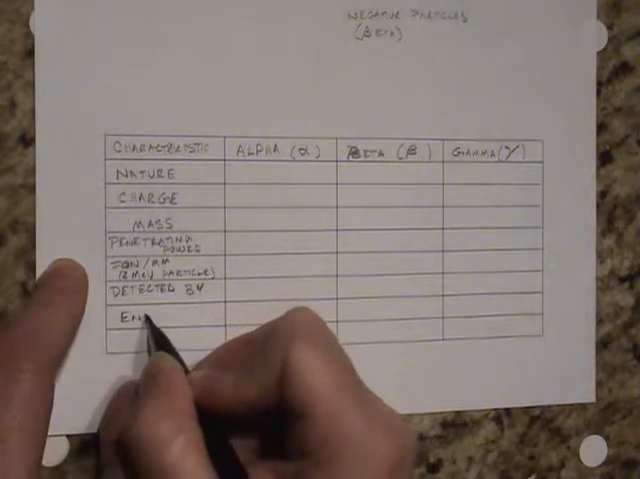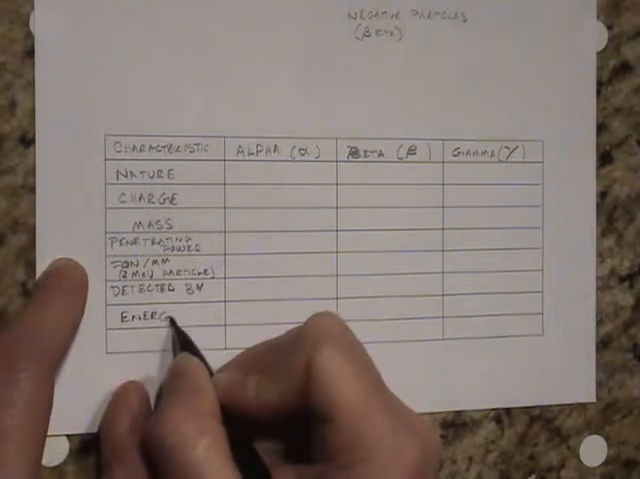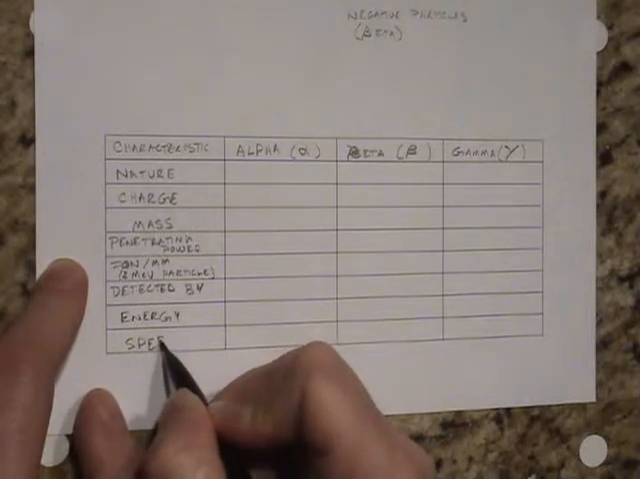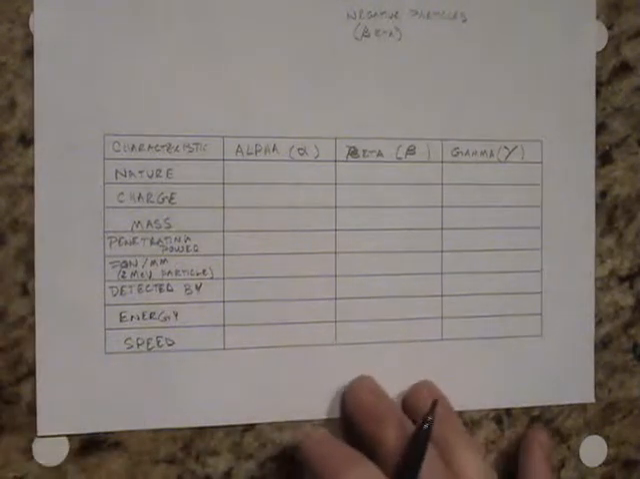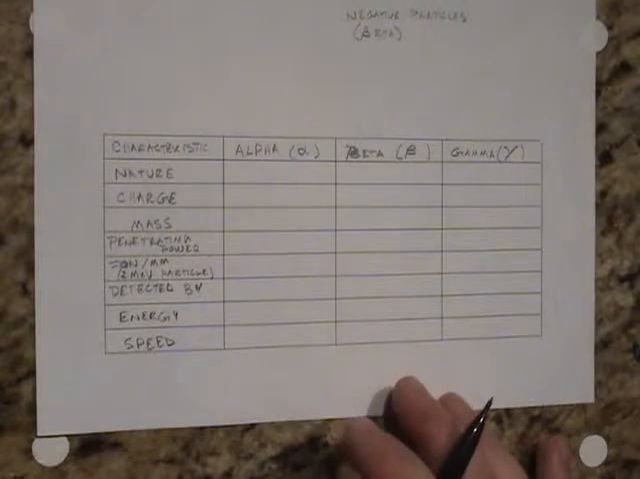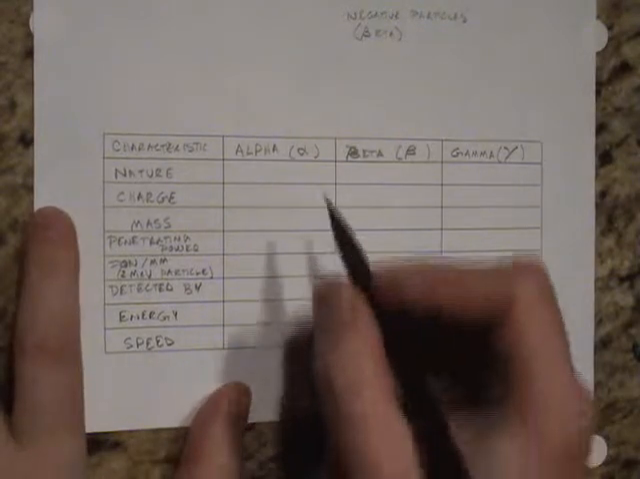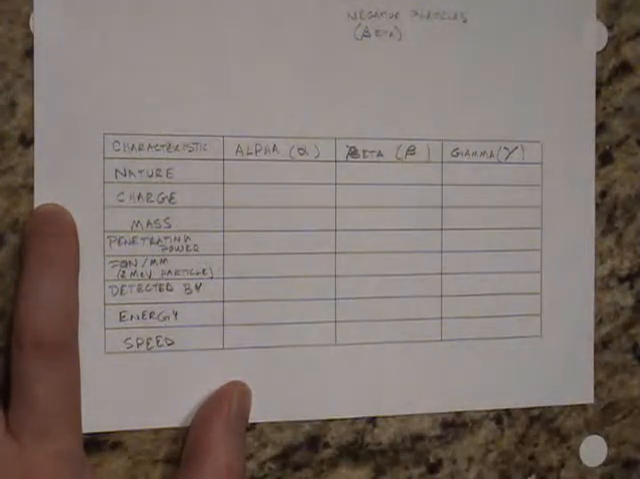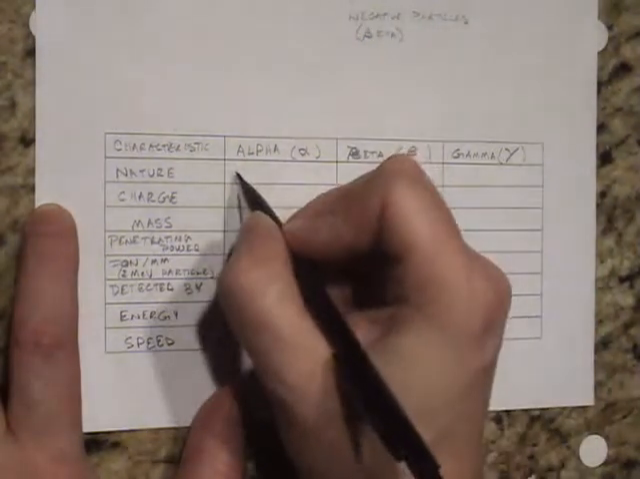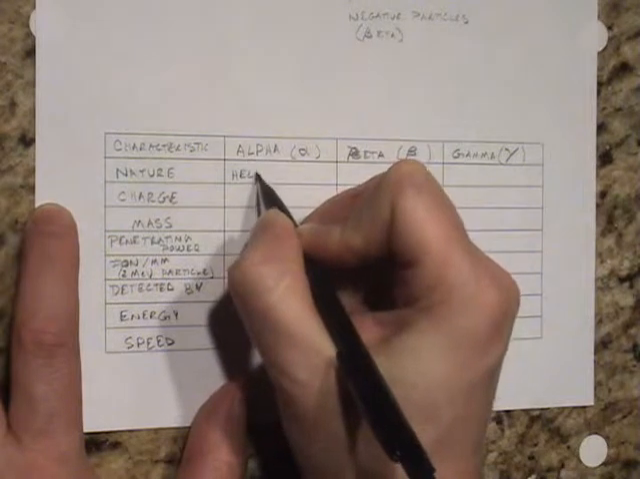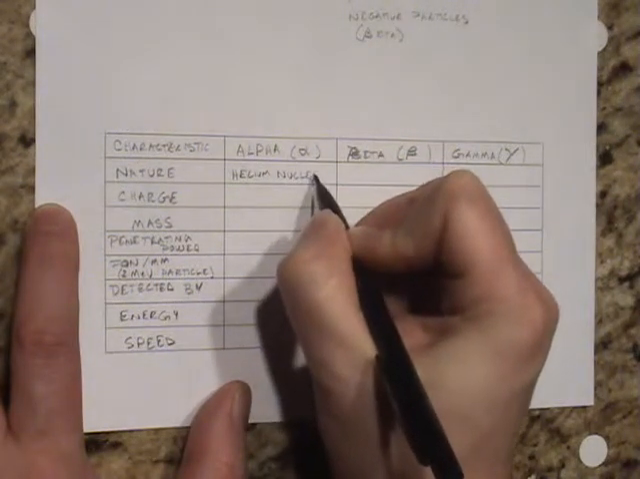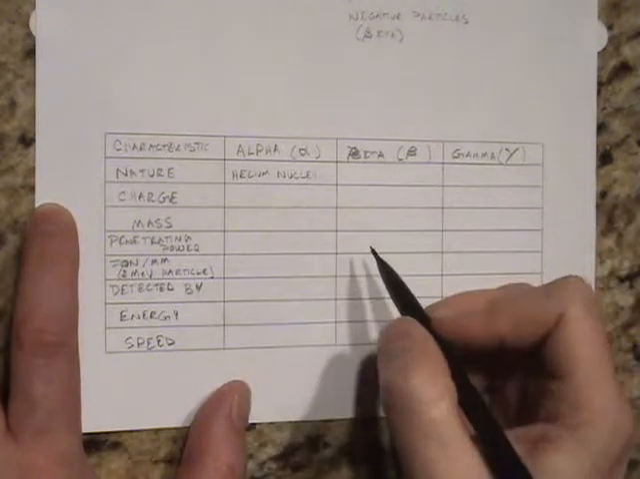Also want to look at the energy, how much energy these particles carry. And lastly, we'll look at the speed. So for the nature of the particles, it turned out that with investigation it was discovered that the alpha particle is actually a helium nucleus. That is to say that it has 2 protons and 2 neutrons.